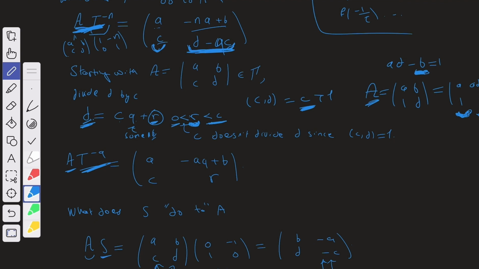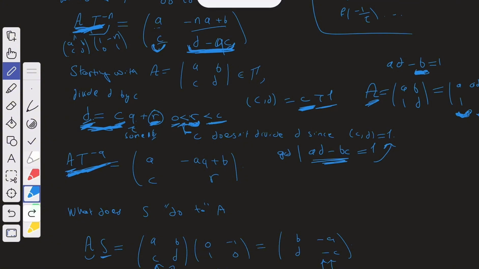Remember, we entered into this discussion to say that R cannot be 0, because if R were 0, then we wouldn't have this term, and C would divide D, and in that case we would have a GCD equal to C, which is strictly bigger than 1. But that can't be true, because in the matrix A we have AD minus BC, which is the determinant, equal to 1. And it is clear from this identity that the GCD should be 1. So this is all to say that when we multiply a matrix A by T to the minus Q, if Q is chosen by the division algorithm, we get a number here that is as desired.